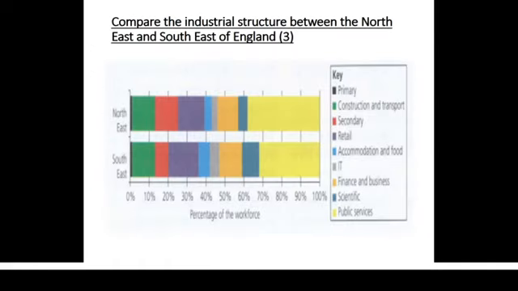Your first task then is just to think about this and then compare the industrial structure between the northeast and the southeast of England. Where do most of the jobs come from? What does this tell you? Again, remember, compare. What are the similarities and differences? Pause the video. 3 marks, should take you about 3 minutes maximum.